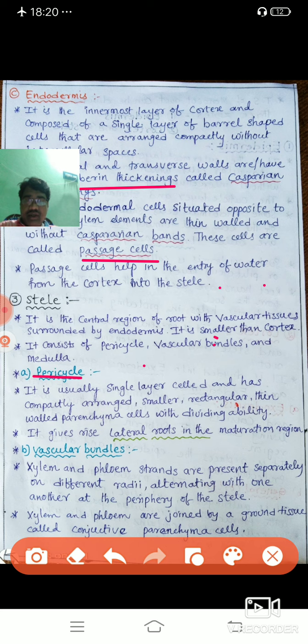First of all, we have to collect the information from the dicot root. In a dicot root, the vascular bundles are in tetrarch condition, meaning 4 xylem and 4 phloem bundles are there. That is called tetrarch condition. But in monocot root, the xylem and phloem strands are present separately on different radii, alternating with one another at the periphery of the stele. The vascular bundles are radial, separate, and closed vascular bundles.